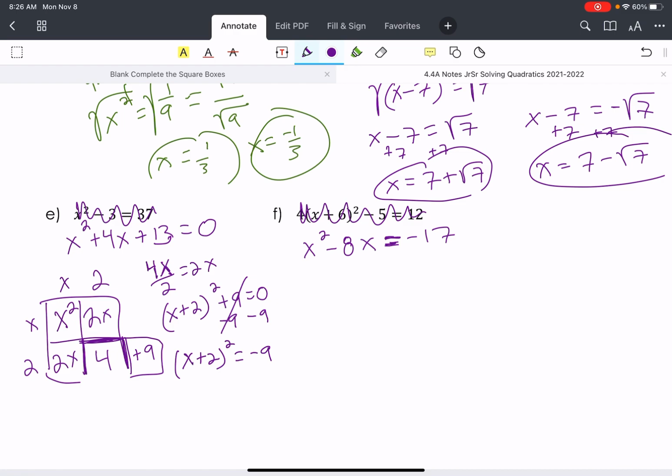You guys, I can't stress enough that what makes these hard is that there's a lot of steps. So you got to try your best to stay with it. Okay? Now what? Here we go. It is going to be imaginary. What's the square root of 9? 3. So square root of negative 9 is 3i and negative 3i.